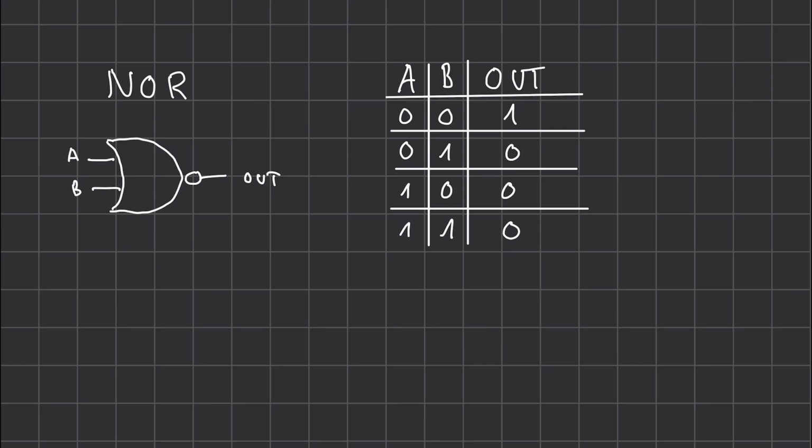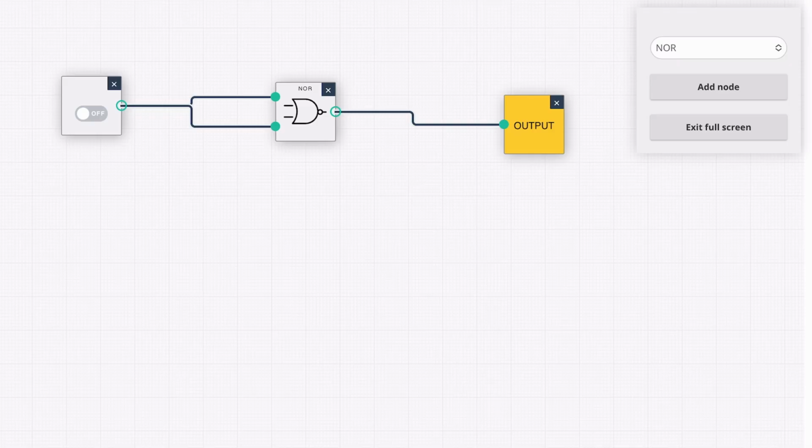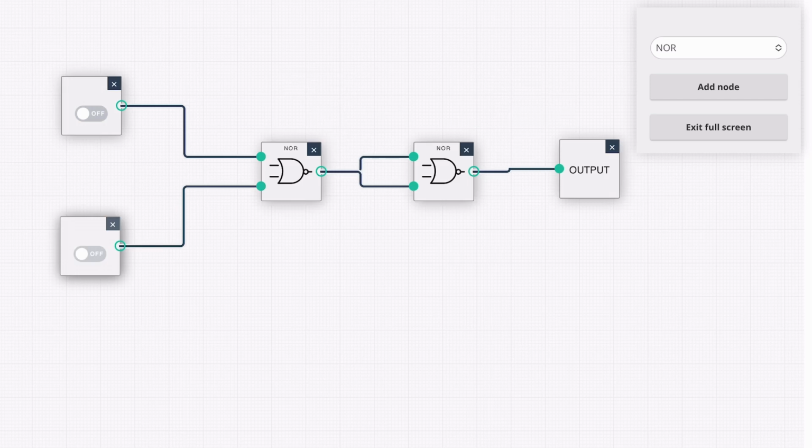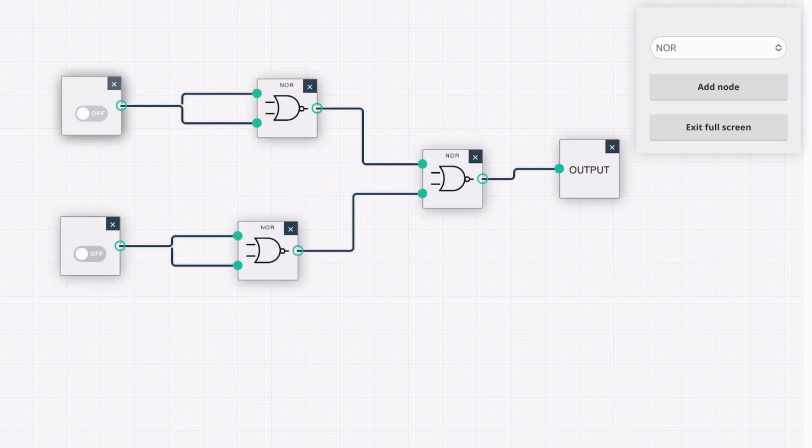And the same is true for the NOR gate. It can replicate the NOT gate, the OR gate, as well as the AND gate.